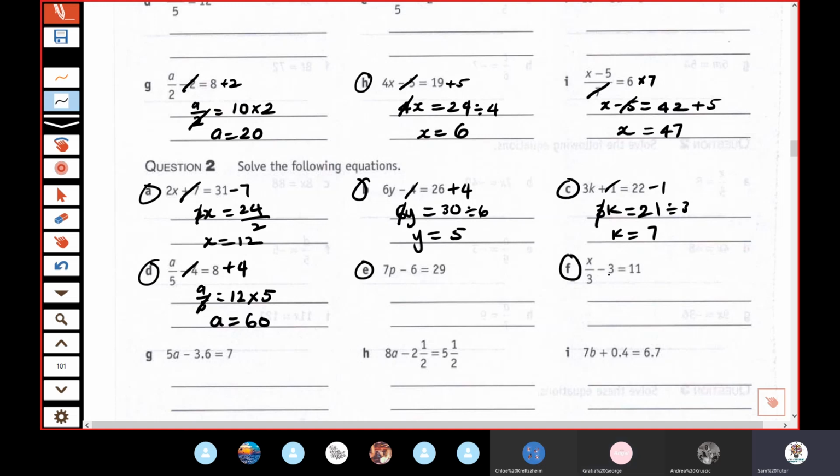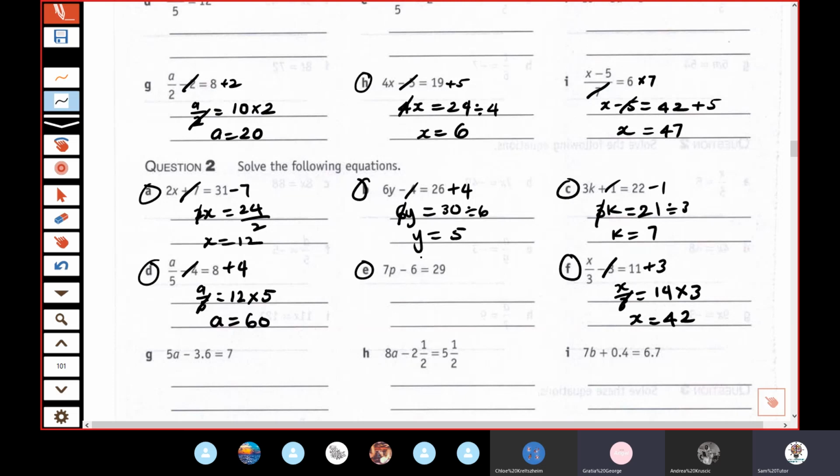Try the next one, Gracia. Try F, I'm talking about. What do you do with the -3? Cross it out, and you plus it to the 11. Good, so you're left with x on 3 equals 14. Yep. And then you multiply the 3 and the 14, which gives you 42, and then x equals 42. Done. Good job. Easy.